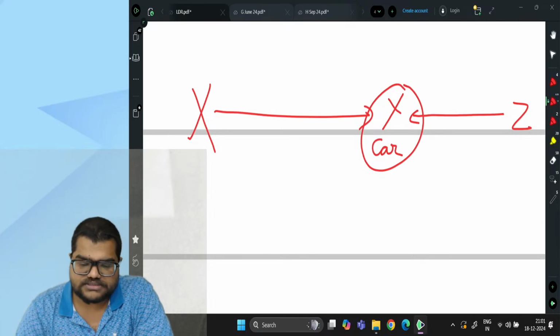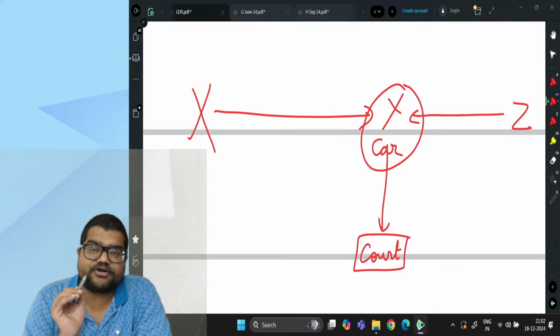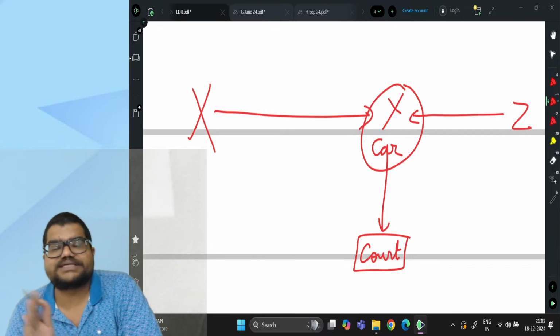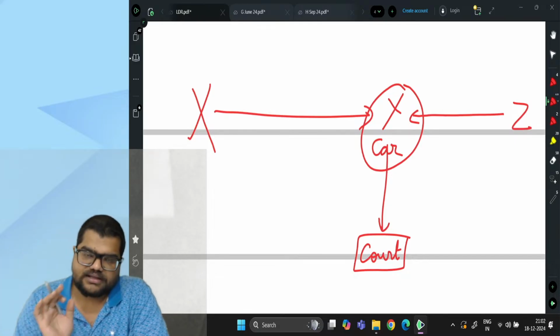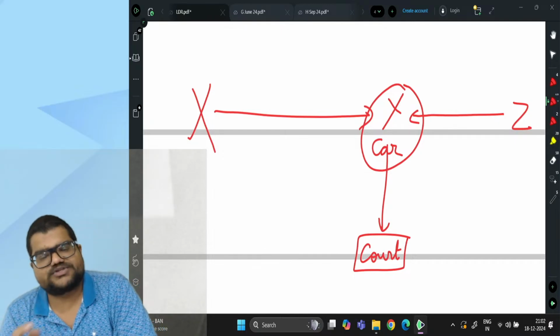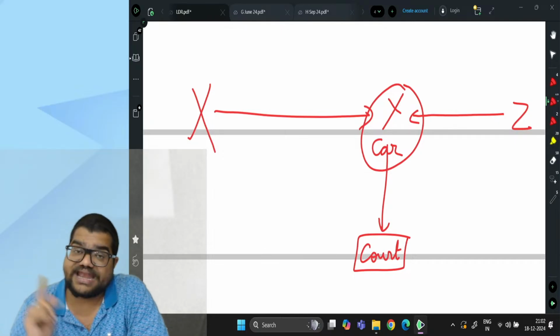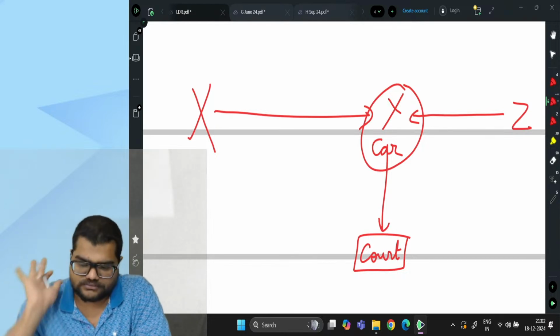So what I will do is, I'll give it to the court and wait for the court to decide who is the true owner. Now if the court says that Z is the owner, I'll give the car to Z and now X cannot sue me. If the court says no, X is the owner, I'll give the car to X and now Z cannot sue me, because what I have done is followed the court order.